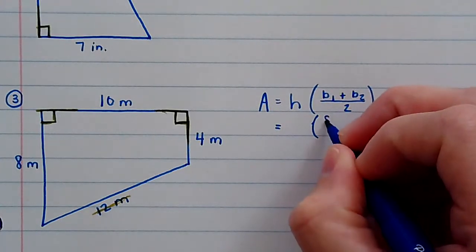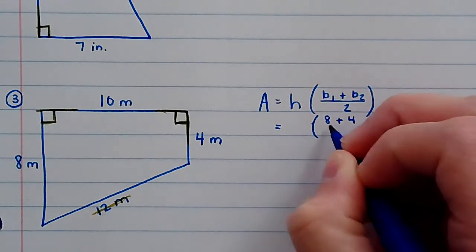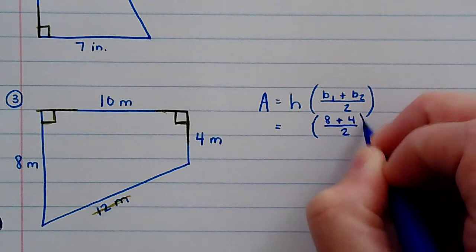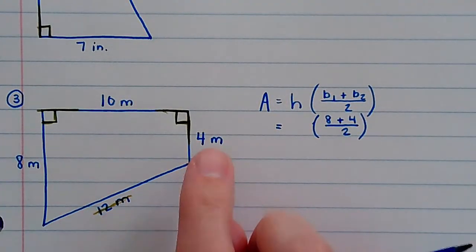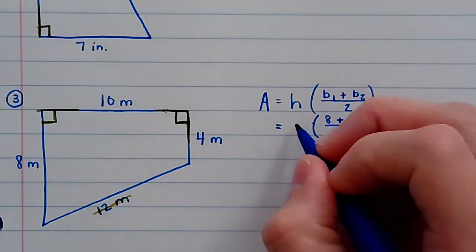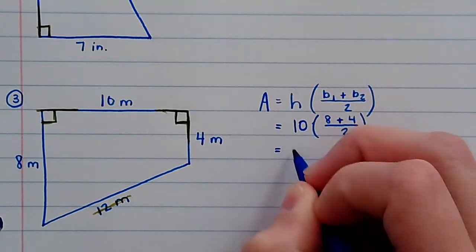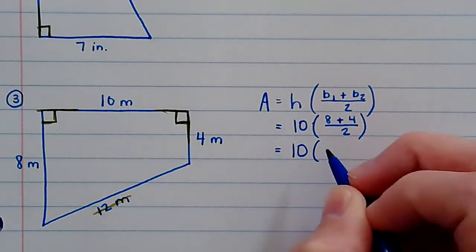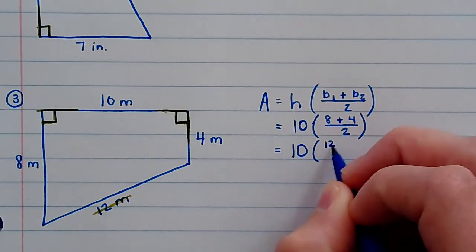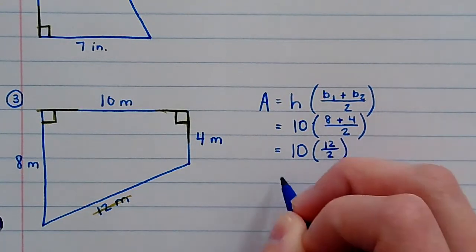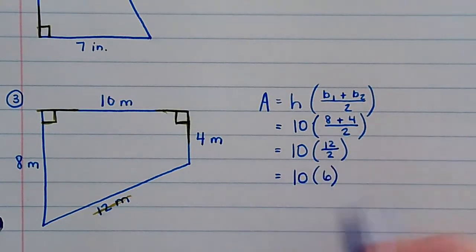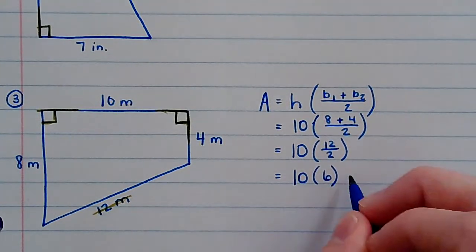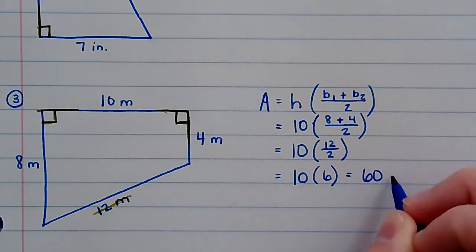So if I have 8 and 4, so if I used 8 and 4, 12 is not being used at all. The only number left to be my height is 10. All right. And now we'll solve it. 8 plus 4 is 12. 12 divided by 2 is 6. 10 times 6 is 60.